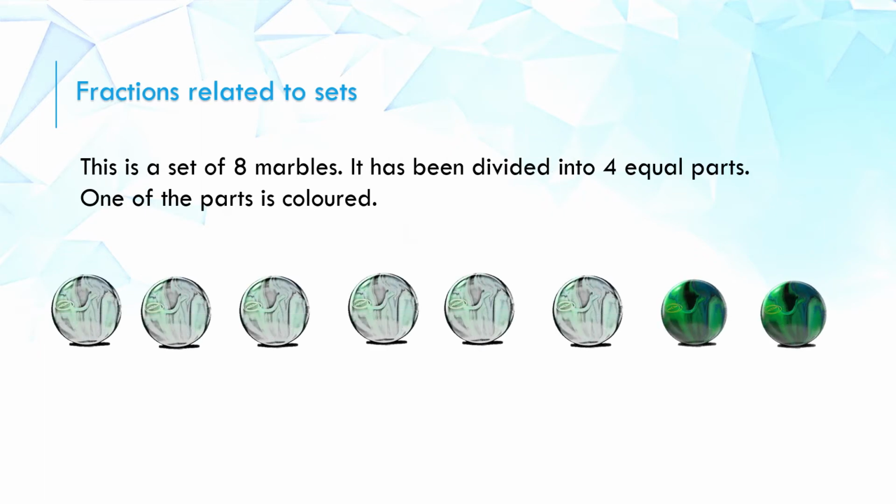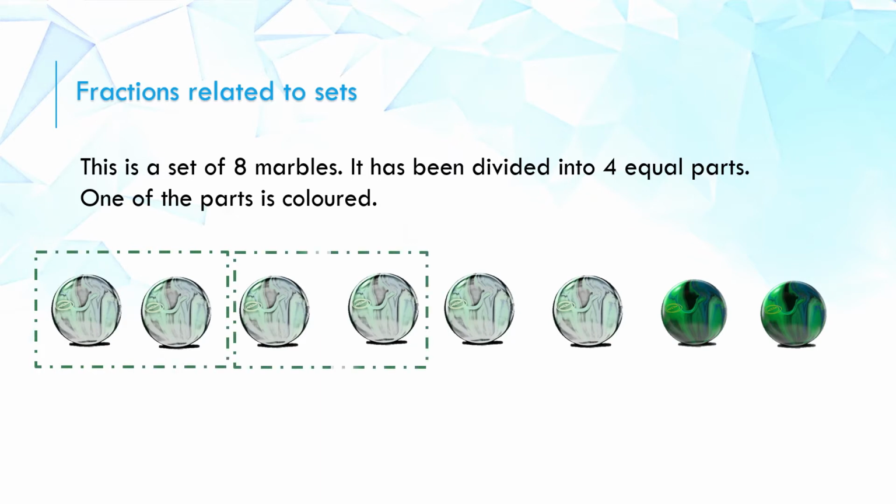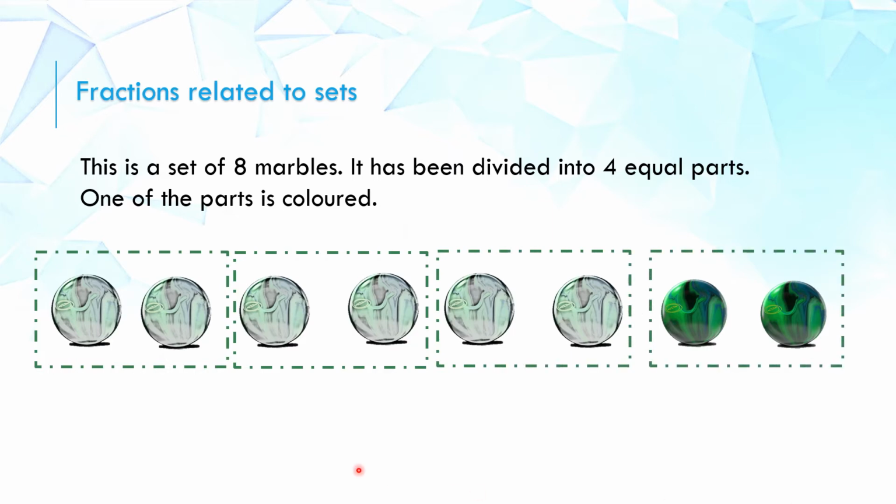In the same way, this is a set of 8 marbles. It has been divided into 4 equal parts. One of the parts is colored. Students, here we have a total of 8 marbles. If we divide these 8 marbles into 4 equal parts, in each part we will get 2 marbles.